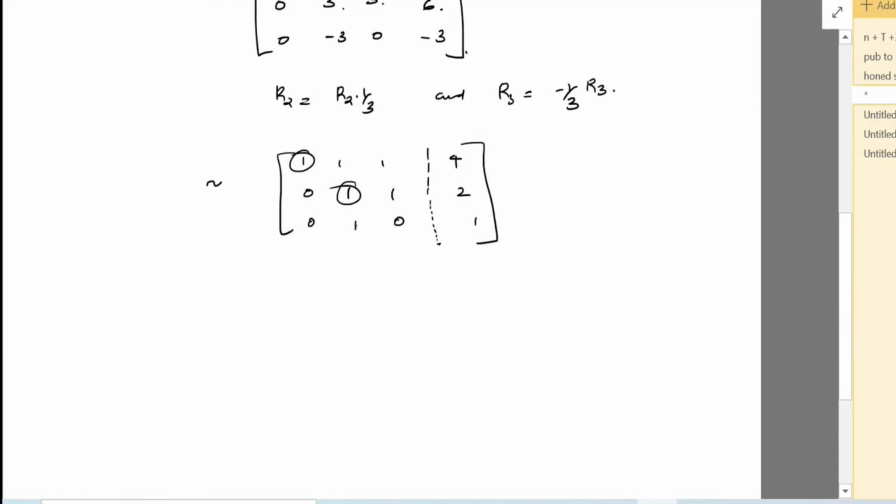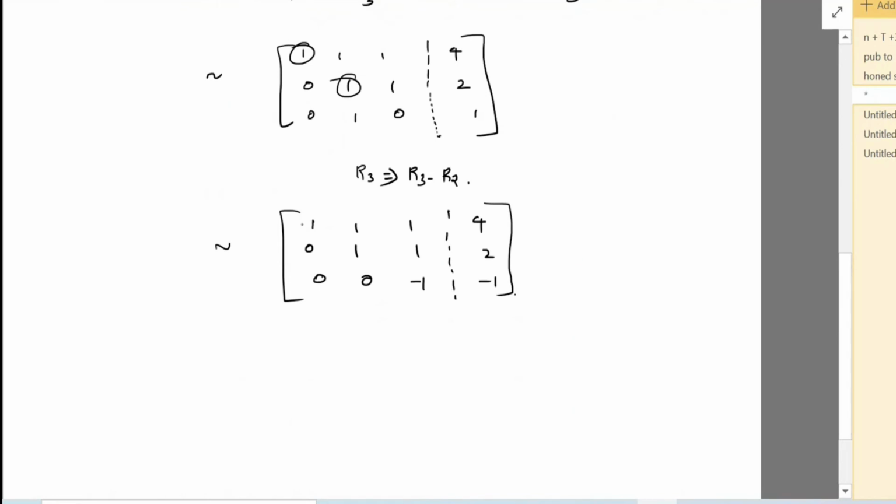What is the next step to convert it into echelon form? Usually we mark the second leading coefficient and make all the entries vertically down to it as 0 using the second row. So what will be the operation? R3 changes to R3 minus R2. So that will be 1, 1, 1, 4, 0, 1, 1, 2, 0, 0, minus 1, 1 minus 2, that is also minus 1. So now this is in echelon form. Look at the leading coefficients. The positions are in increasing order. So the matrix is in echelon form.